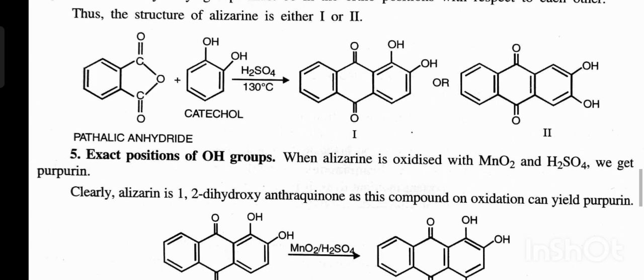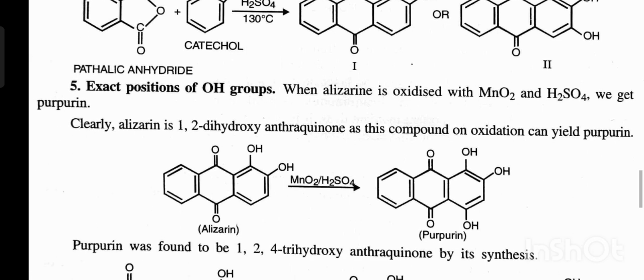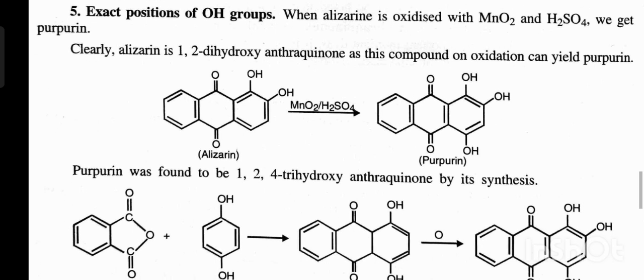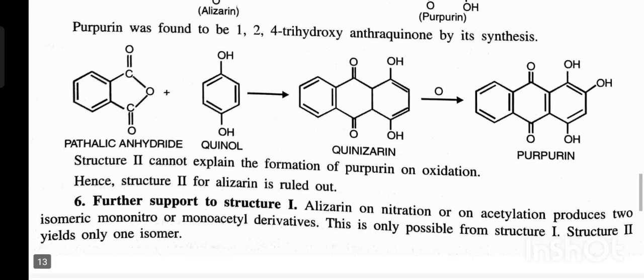Fifth, exact position of OH group. When alizarin is oxidized with MnO2 and H2SO4, we get purpurin. Clearly, alizarin is 1,2-dihydroxyanthraquinone, as this compound on oxidation yields purpurin. Purpurin was found to be 1,2,4-trihydroxyanthraquinone by its synthesis. Structure second cannot explain the formation of purpurin on oxidation. Hence, structure second for alizarin is ruled out.